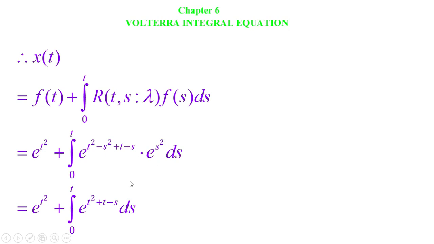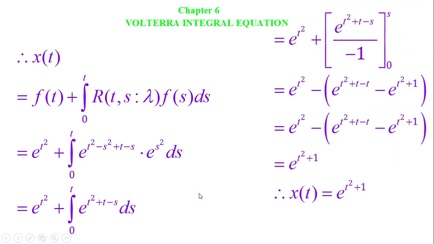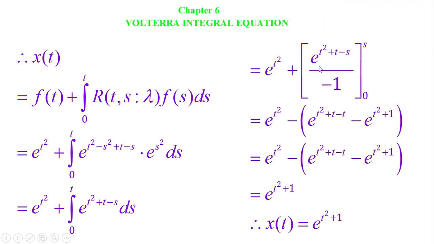I put it also here, and doing the calculation, I find e to the power t square plus t minus s. And again, doing the integration, I find this integral, and putting the upper limit and lower limit, I find it here. And doing calculation, ultimately we find e to the power t square plus 1. That means the solution of the given Volterra integral equation is x of t equals e to the power t square plus 1.